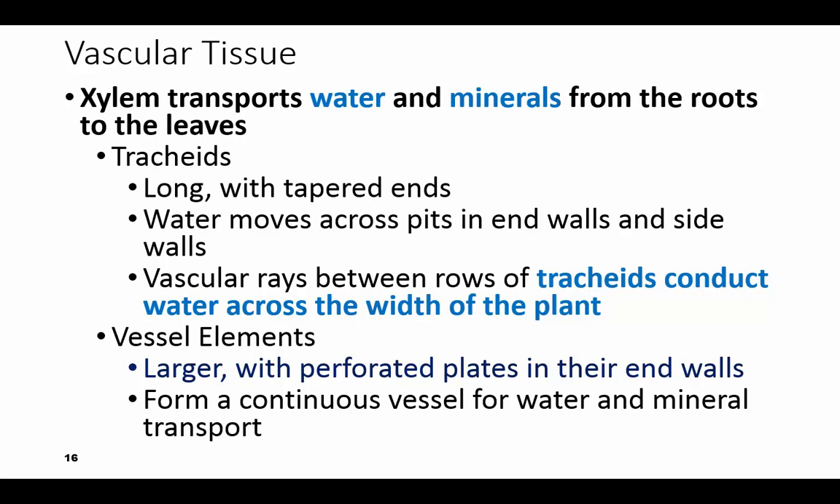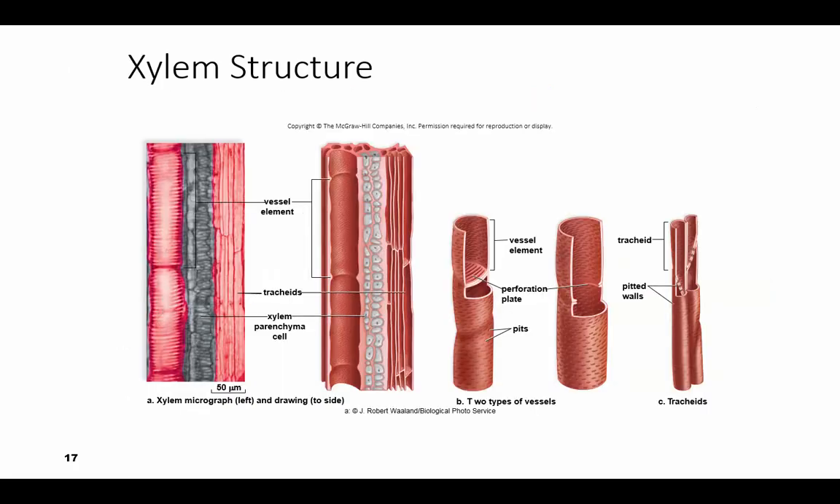Now the vascular tissue of the plant, this is what transports water and minerals and the sugars, the organic nutrients of the plant. You're looking at it here, you're seeing what's called xylem. This is what transports the water and minerals up from the roots, that the roots absorb from the soil. If you look closely, in the first two on the left, you can see where the tracheids are. Those are long and the ends are tapered, and the water can move across pits in the end walls and the side walls.